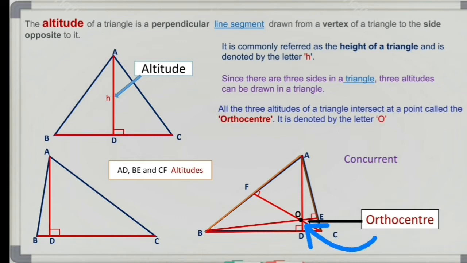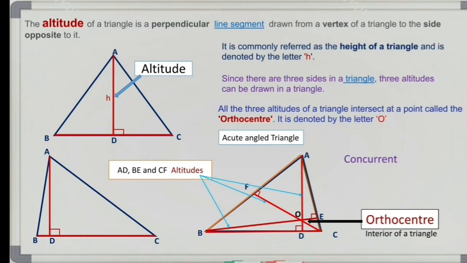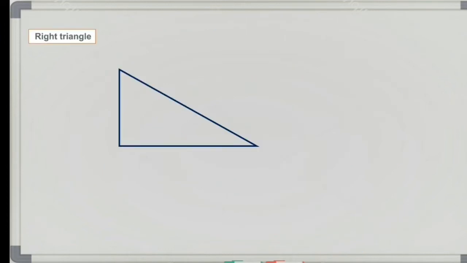It is a very simple concept. We just drop a perpendicular from every vertex to its opposite side and get the orthocenter. But this was an example of an acute angle triangle. What if it is not an acute angle triangle, any other triangle, will the orthocenter be in the same place? Here you can observe in an acute angle triangle, the orthocenter is in the interior of a triangle. Let us see now, if the triangle is a right angle triangle, where will the orthocenter be?